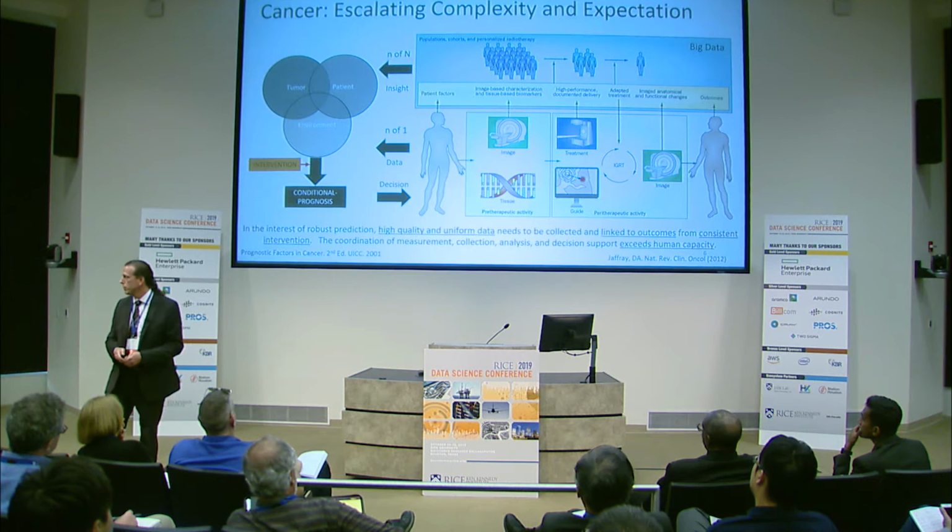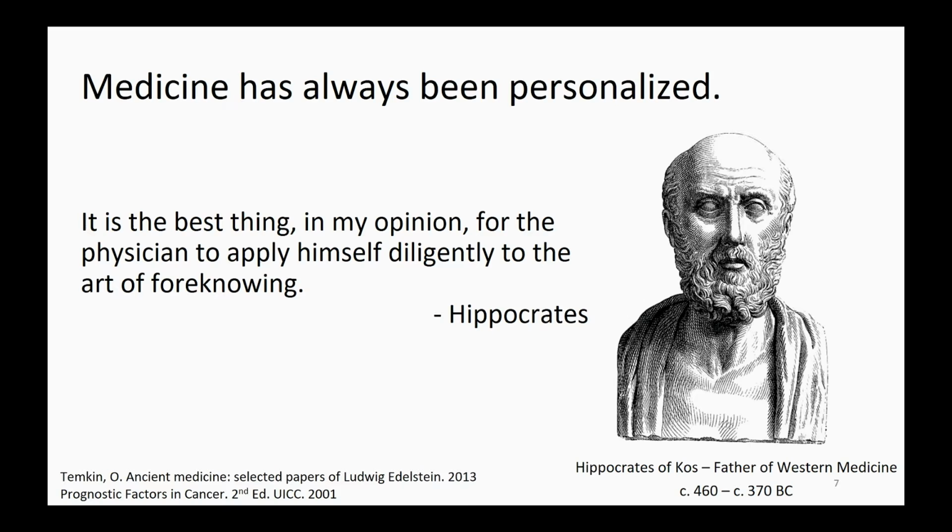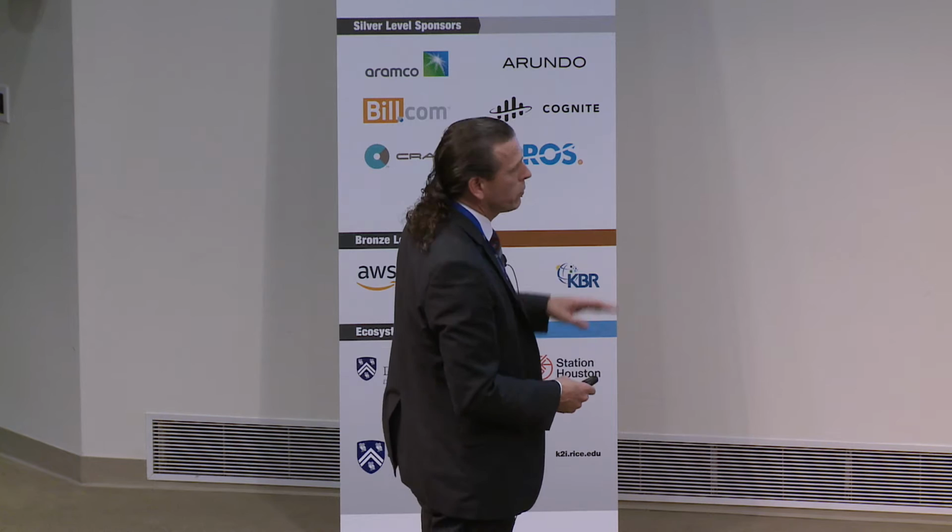Hippocrates is kind of the father of modern medicine, a long time ago, obviously. But it's this great quote, obviously translated from Greek, I presume. He wasn't talking English. He says, "The best thing, in my opinion, for the physician to apply himself diligently to the art of foreknowing." That's the idea of having an individual patient, understanding their context, the disease and their environment, and saying, if you get this intervention, I think this is the outcome. It's fundamental to medicine.